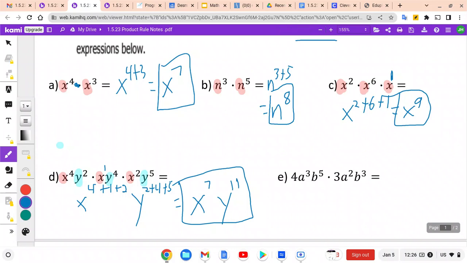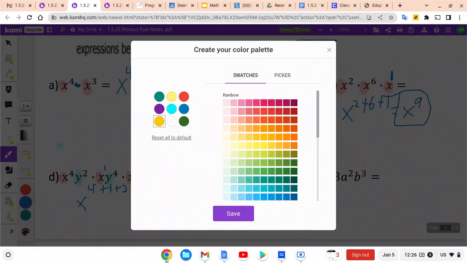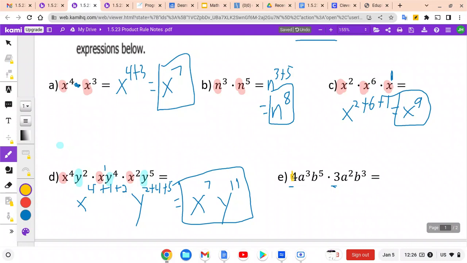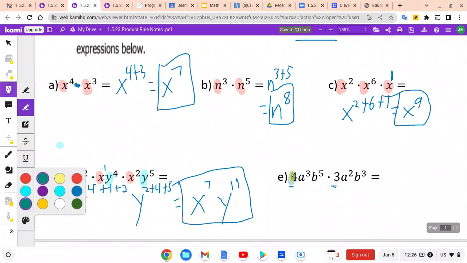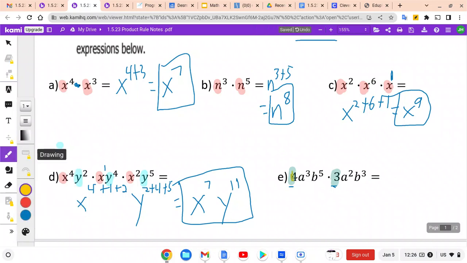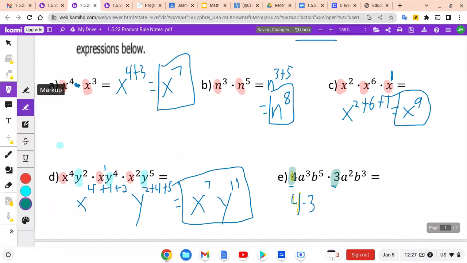The last example is a little trickier. Notice how we have two regular numbers. I'll call them coefficients. So we have two regular numbers, and you just treat them like regular numbers. 4 times 3. And we have the A's, and then we have B's. So 4 times 3, they're coefficients. Just multiply them like normal.